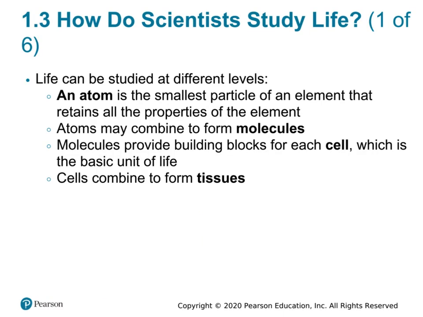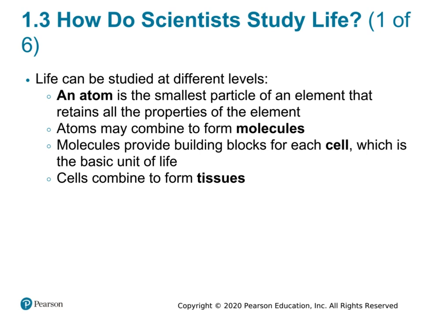So let's take a look at how scientists study life. Well, it can be studied at many different levels. An atom is the smallest particle of an element, so elements are made up of atoms. And atoms retain all the properties of the element they make up. Atoms may combine to form molecules, and molecules can come together and make organelles, which are the building blocks for each cell. And remember, cells are the basic units of life.